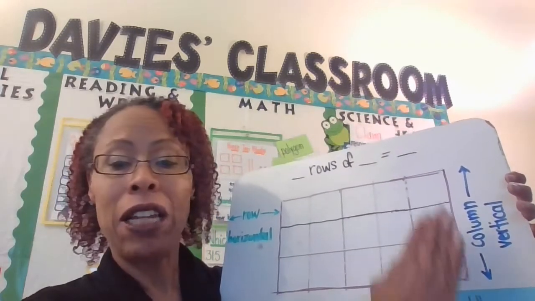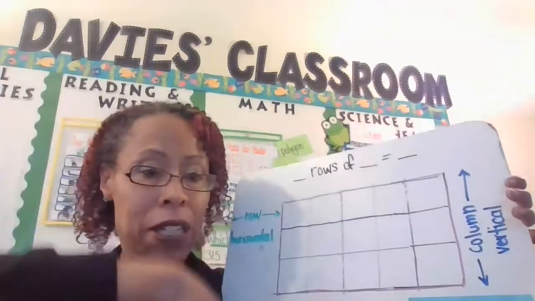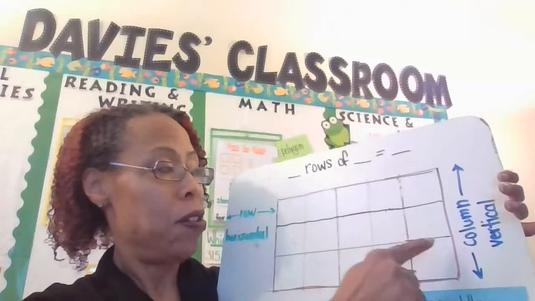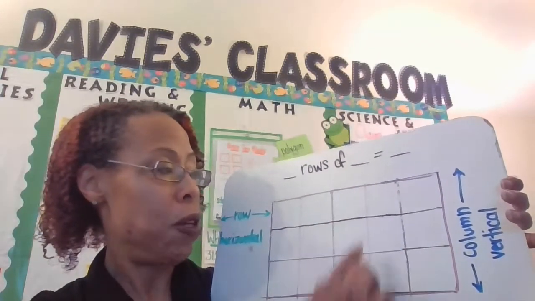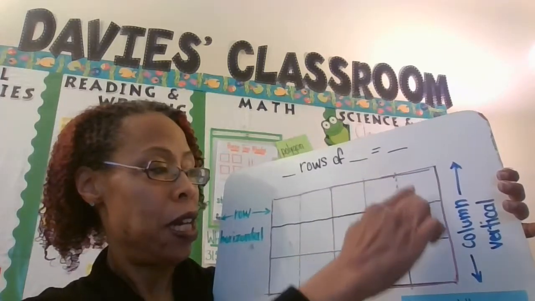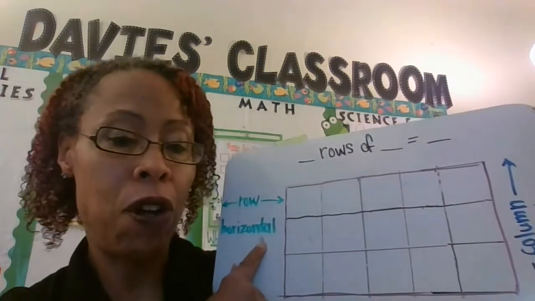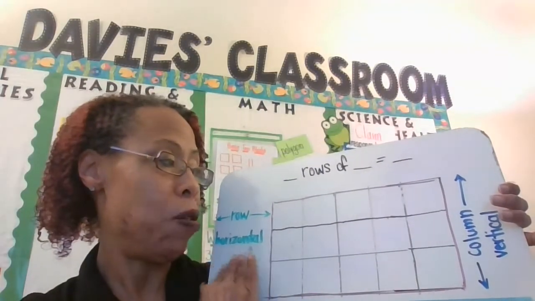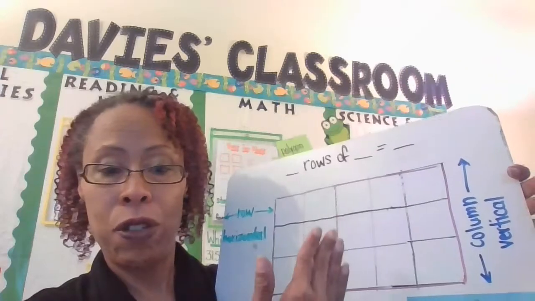Then we have the column. The column goes from up to down or down to up. So these are columns. How many columns are there? 1, 2, 3, 4, and 5. Now the rows are horizontal. It's in a horizontal fashion. And then the columns are vertical.